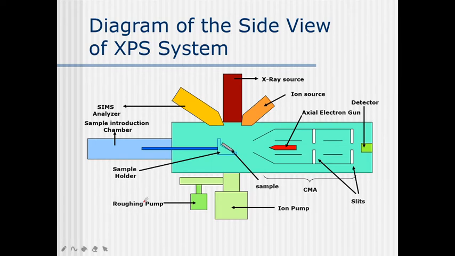A roughing pump and an ion pump are present so that they can control the X-ray source and the ion source getting introduced in the chamber. One important point is that the chamber is always maintained under ultra high vacuum so that there should not be any kind of contamination.